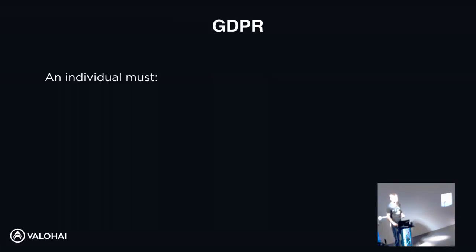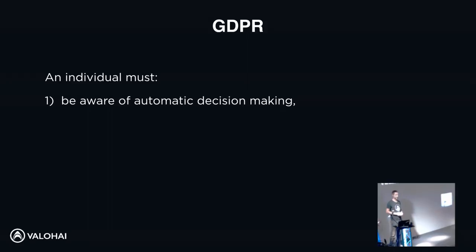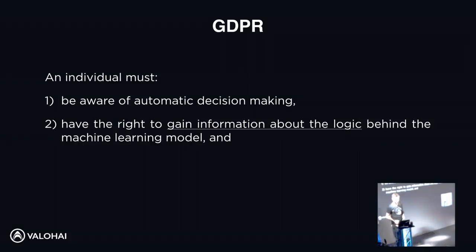So GDPR simply says 3 things. An individual must be aware of automatic decision making. You have to tell somebody that this decision was made by a machine. Simple and easy to say. Second, the individual must have the right to gain information about the logic behind the machine learning model. So you have to tell them how your machine made a decision.